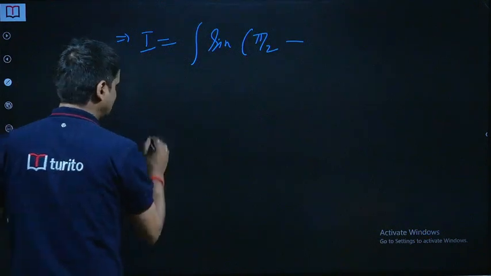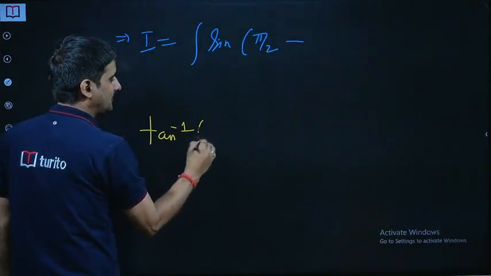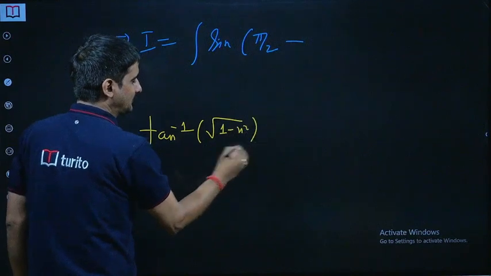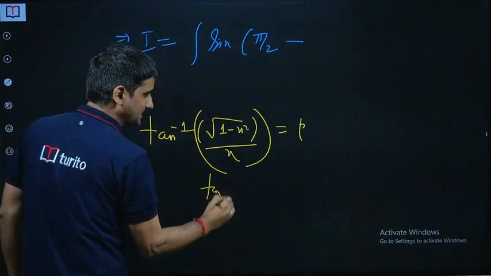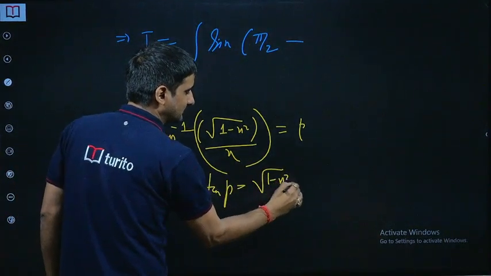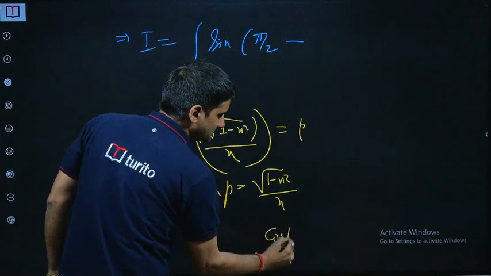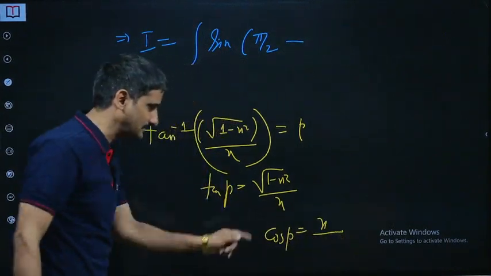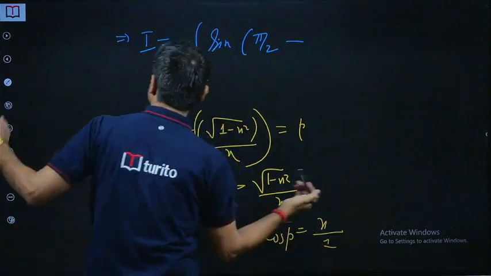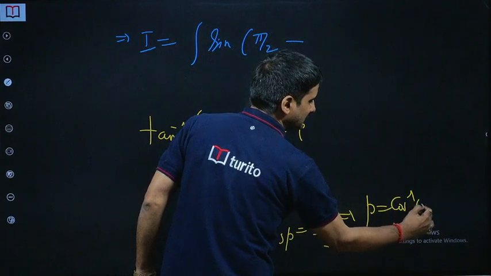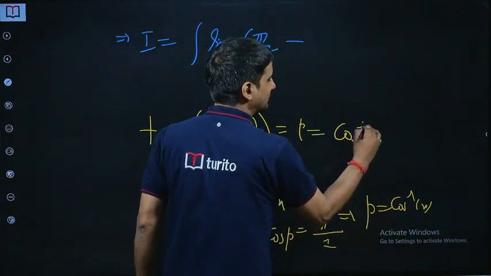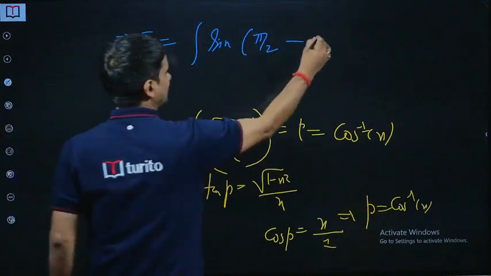So how do we do it? Tan inverse of under root of 1 minus x square upon x. So using the Pythagoras thing, if this is p, then tan p is under root of 1 minus x square upon x. So cos p is base, which is x, upon hypotenuse. Hypotenuse is their sum, which is 1. So p is nothing but cos inverse of x. So I can replace this with cos inverse of x. So that's the idea behind framing this question.